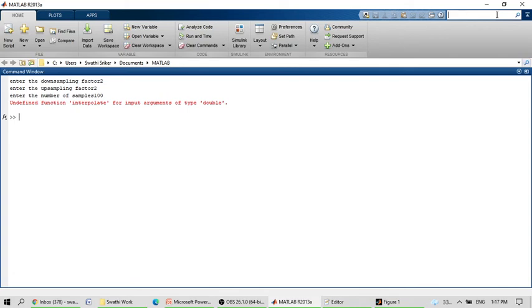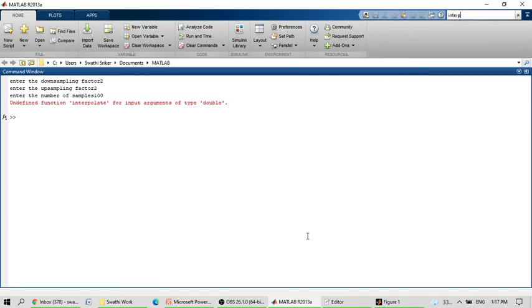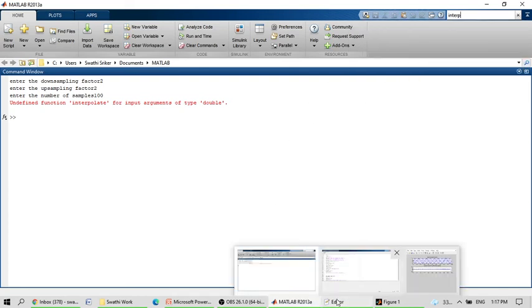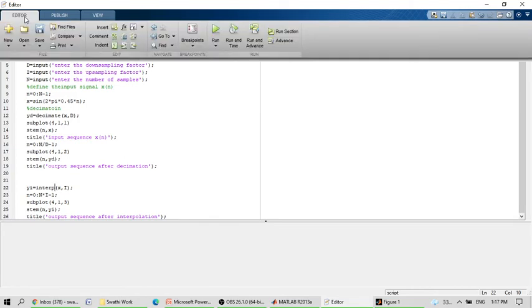So I will go to the documentation. What is the interp? I have given interpolate, but the default command here is interp. So give here interp. Again go for the program.